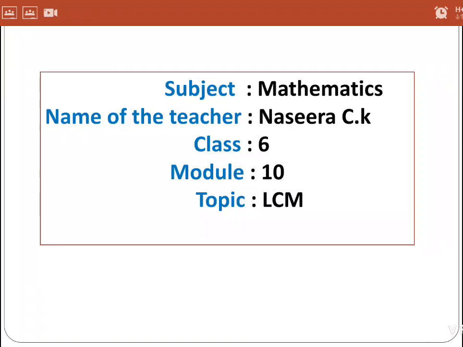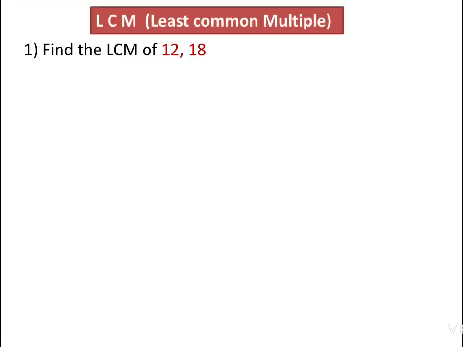Good afternoon, children. Today, let's study a new topic: LCM, least common multiple. Let's start with an example. Find the LCM of 12 and 18. LCM means least common multiple.